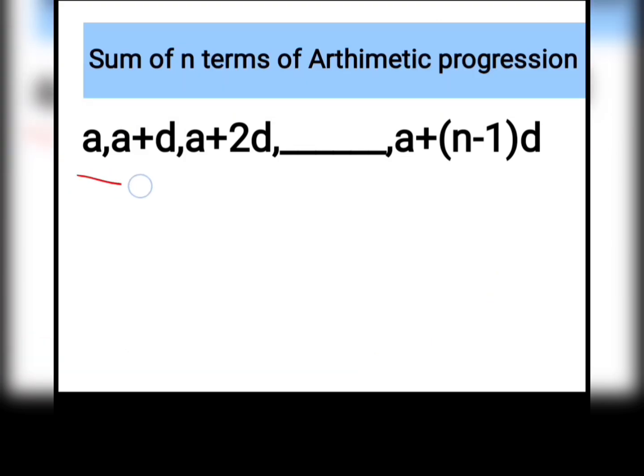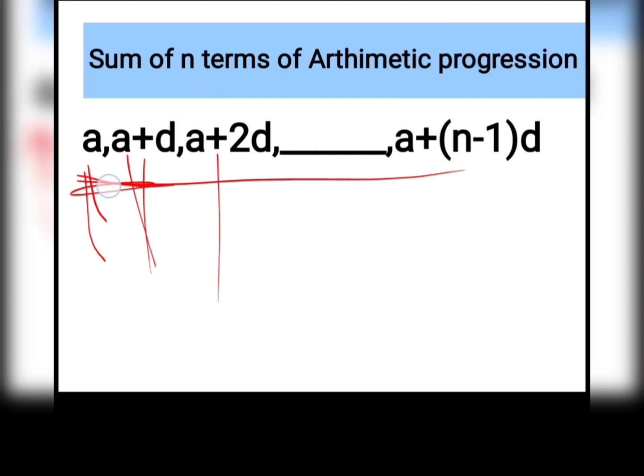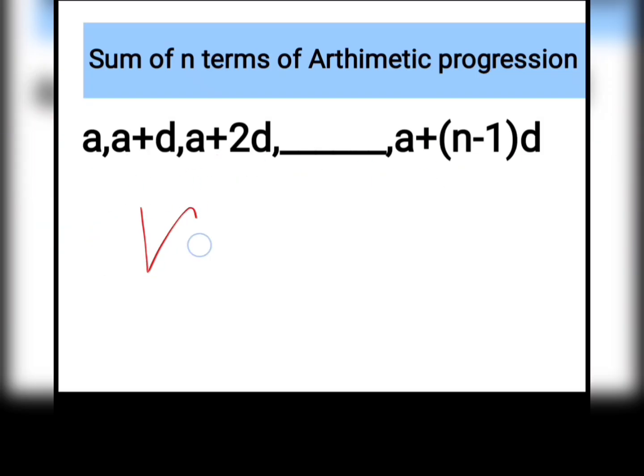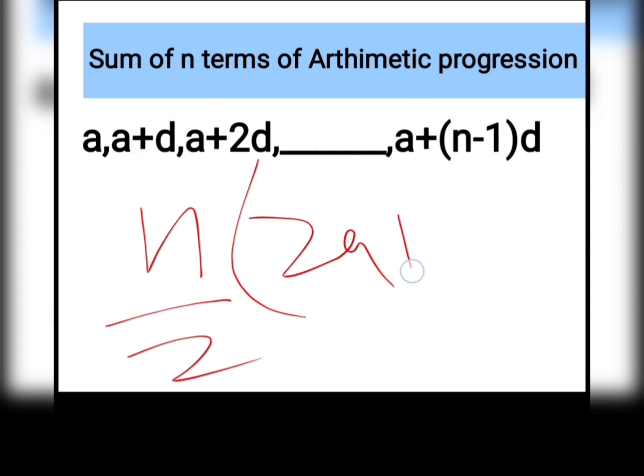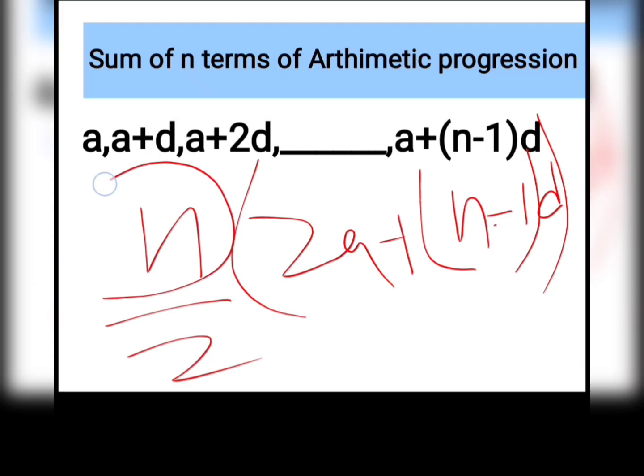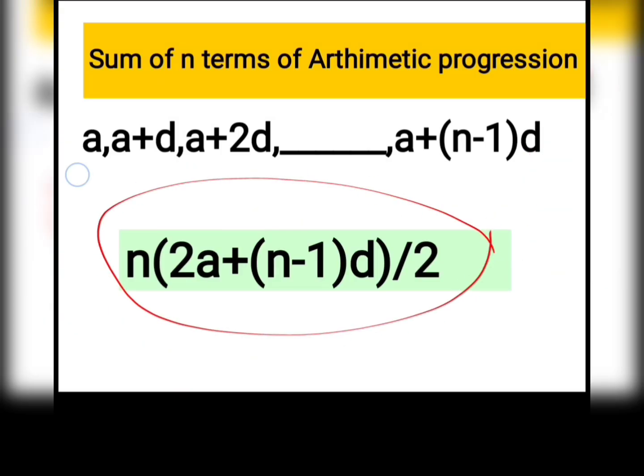If you want to find the sum of the first two terms of this arithmetic progression, you will add these two. If you want the sum of the first three terms, you will add these three terms. Like that, if you are asked to find the sum of n terms, you have to add everything. How will you add? You use a formula, which is n by 2 into 2a plus n minus 1 into d. Here n is the number of terms, a is the first term, d is the common difference. We use this formula and we calculate the sum of n terms.